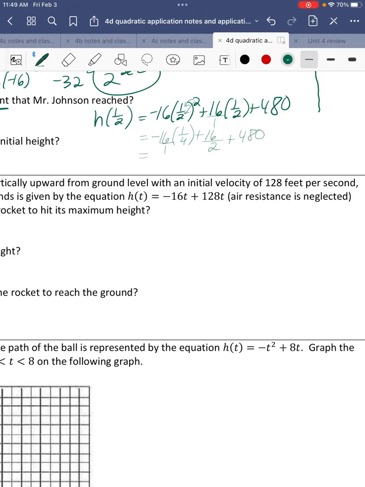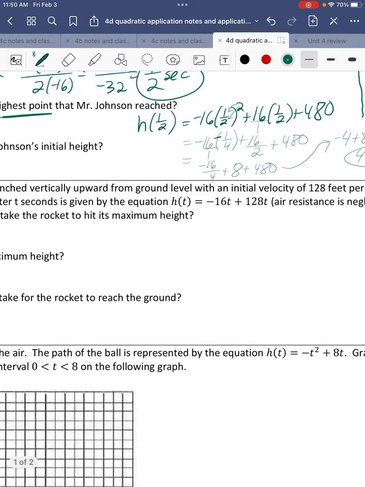There's 16 over 1, negative 16 times 1, multiply your numerators. So multiply those, you get negative 16. Multiply your denominators. 16 divided by 2 is 8. Plus 480. Negative 16 divided by 4 is negative 4. Plus 8 plus 480. So that's 4 plus, so it's 484 feet. That was my maximum height. 484 feet.